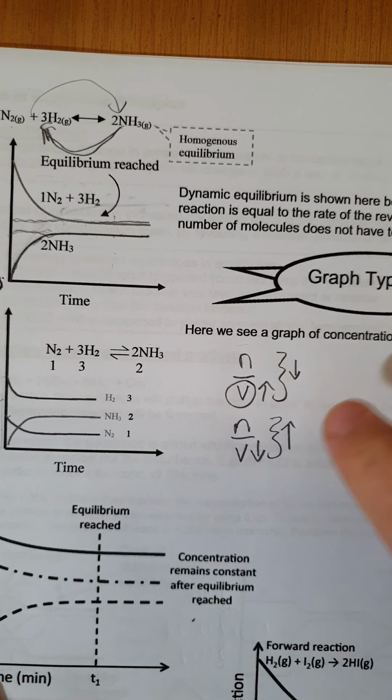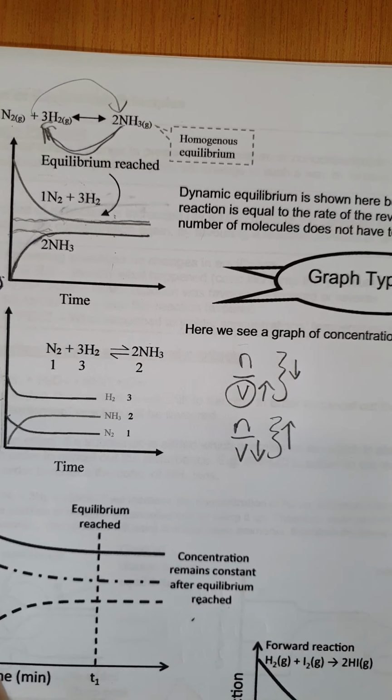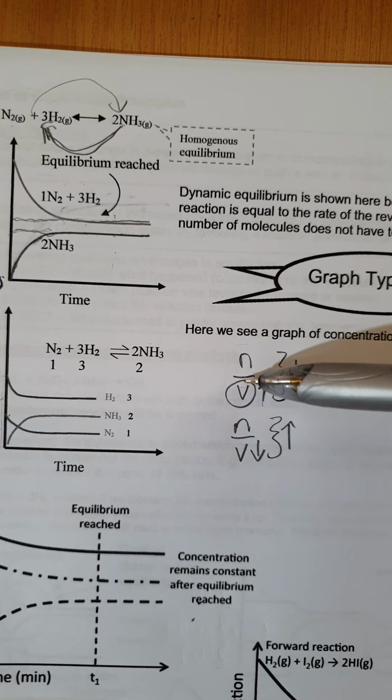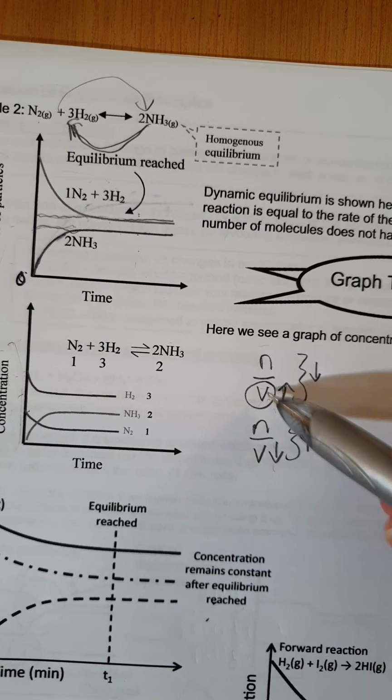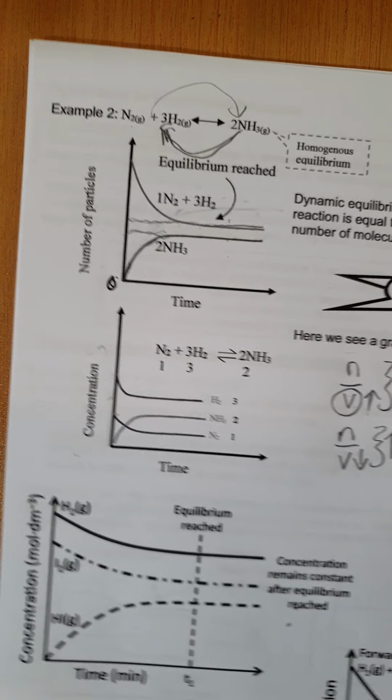Now, this is quite important when you're thinking of acids and bases and equilibrium. So remember that when we are changing concentrations, we are actually changing the volumes, and it depends on what you're doing to the volumes. We're keeping the number of moles the same.